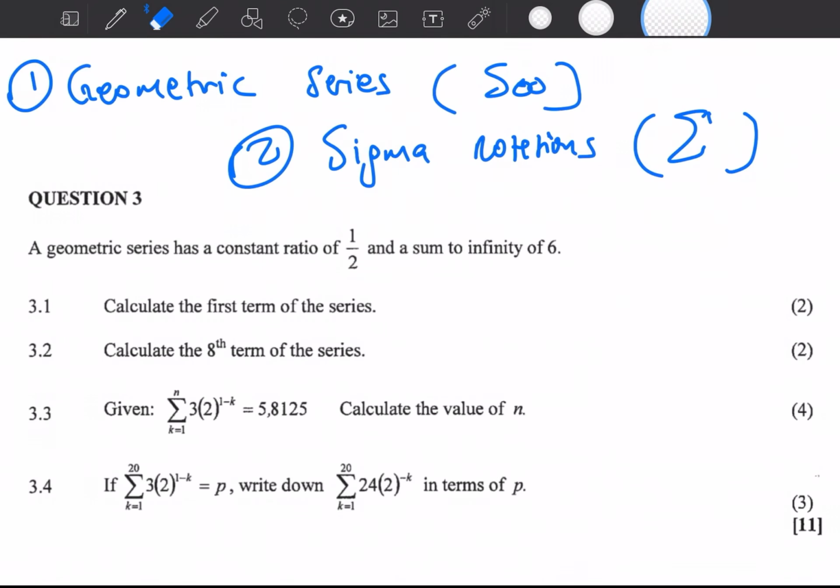Hi, for this video we're gonna dive deep into geometric series and in particular the sum to infinity. This is the symbol of sum to infinity, and we're also going to look at sigma notation, and this is the symbol of sigma notation. By the way, this is the 18th letter of the Greek alphabet, sigma, and this is uppercase, and there is a lowercase symbol of sigma, which is the symbol here.